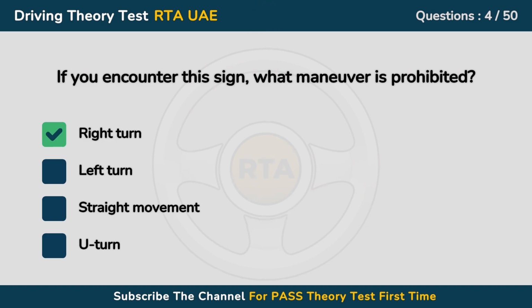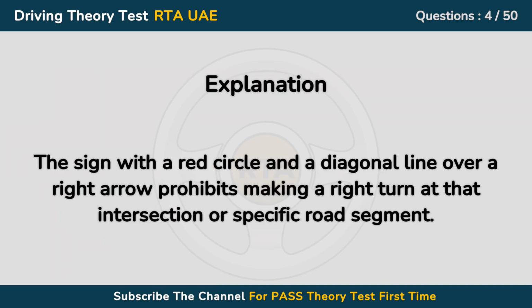Answer is A. Right turn. The sign with a red circle and a diagonal line over a right arrow prohibits making a right turn at that intersection or specific road segment.